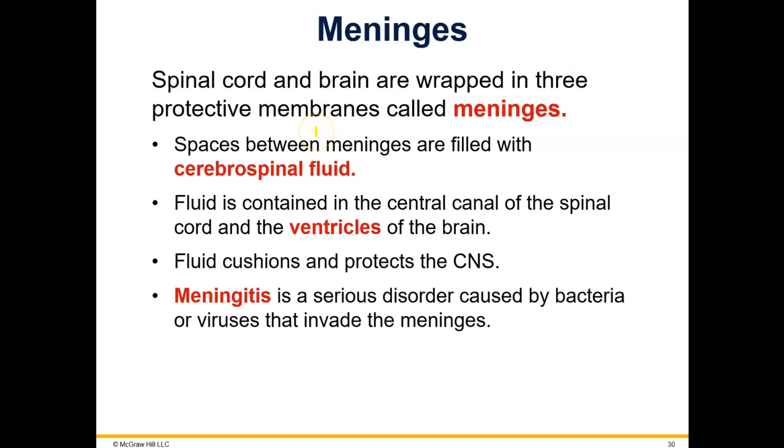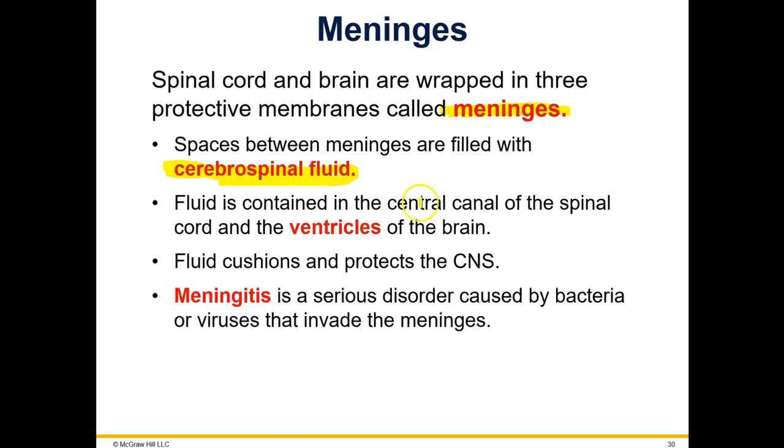The protective membranes that surround the spinal cord and the brain are called meninges. And then the spaces between the meninges are filled with cerebrospinal fluid, which is mostly water, but then it'll have electrolytes and proteins, and just substances that are necessary for the tissues of the brain and the spinal cord.